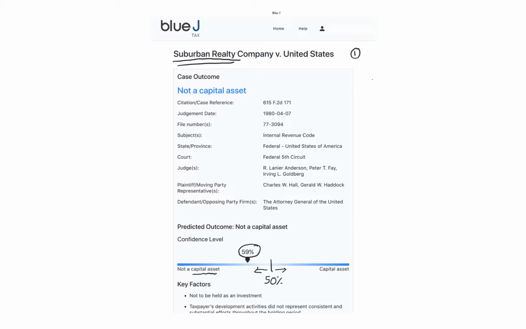Suburban Realty had, in the 20s, I think 29 in the last 5 years. And in our case, Calvin had 50 in the last 5 years. So there are actually arguments that it should be even higher. And you're going to see later on that Calvin's case is actually higher. It's 61% not a capital asset, so it's even more. So this is Suburban. Let's take a look at another case.